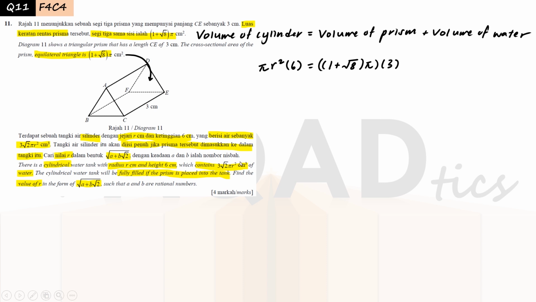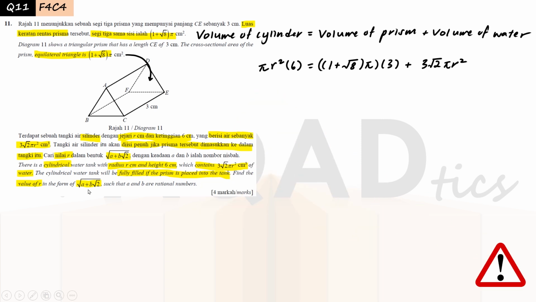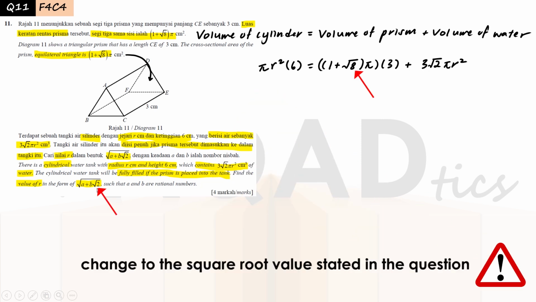and for the water, we have already been given. Okay, so before we move on, you will see that the values inside the square root, there is 2 and there is 8. Okay, but in the question, it tells us to write it in square root 2.